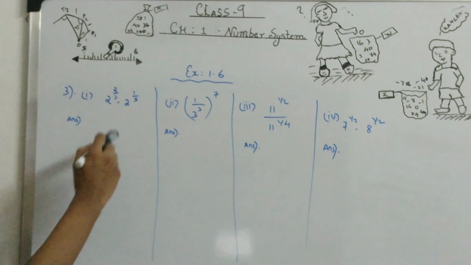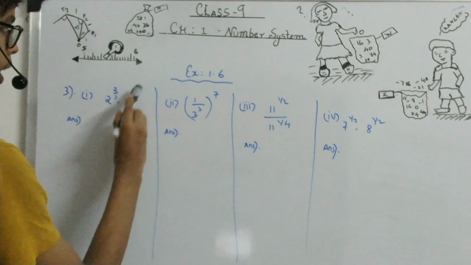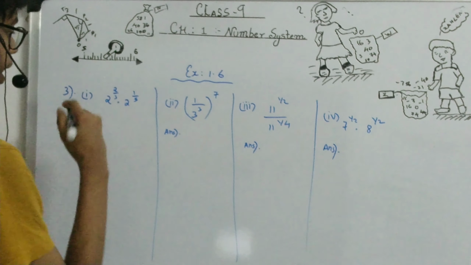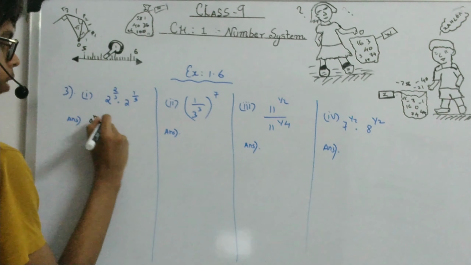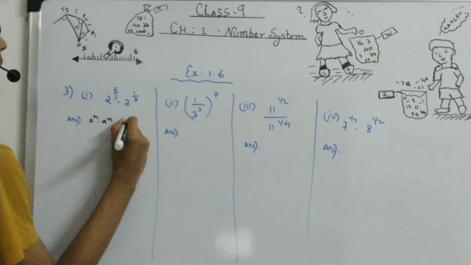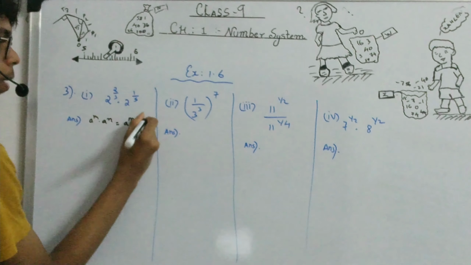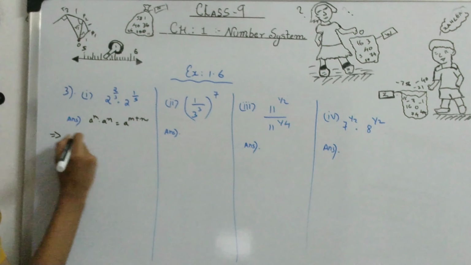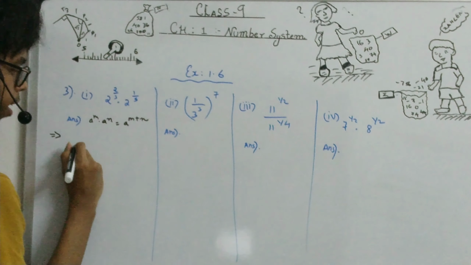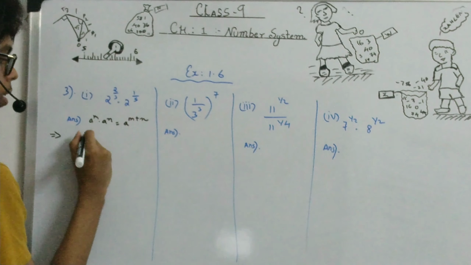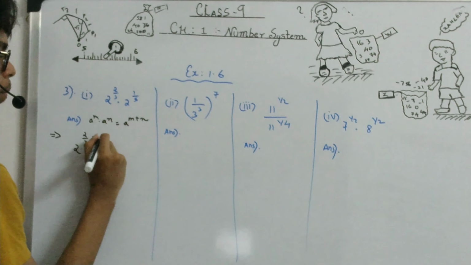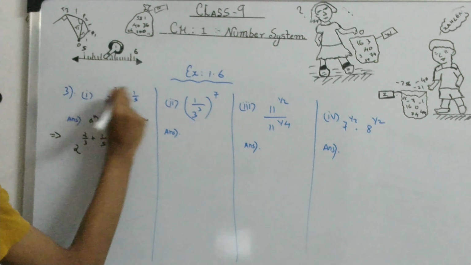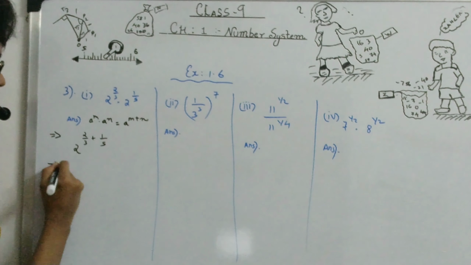So here we can see our identity, a raised to m into a raised to n. You know our identity: a raised to m into a raised to n is equal to a raised to m plus n. Okay, this is our identity. So definitely we can write this, as the bases are same, as 2 raised to 2 by 3 plus 1 by 5. We are adding the powers.